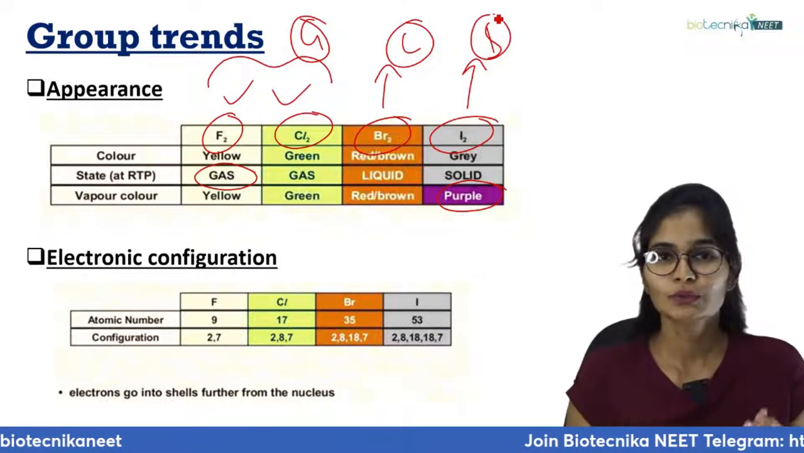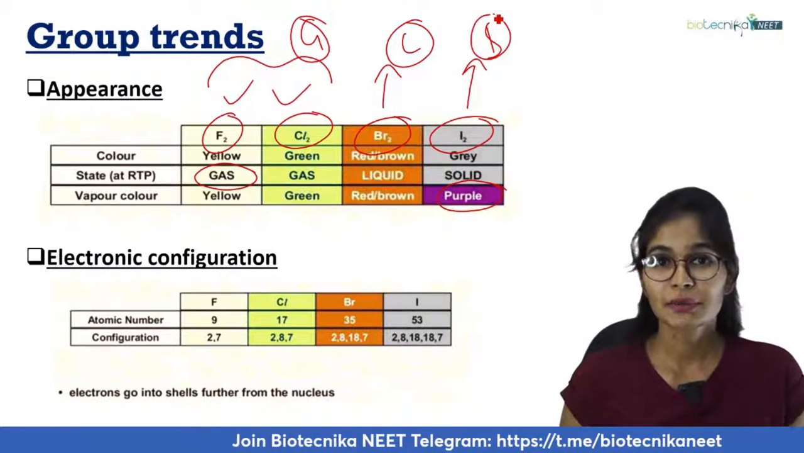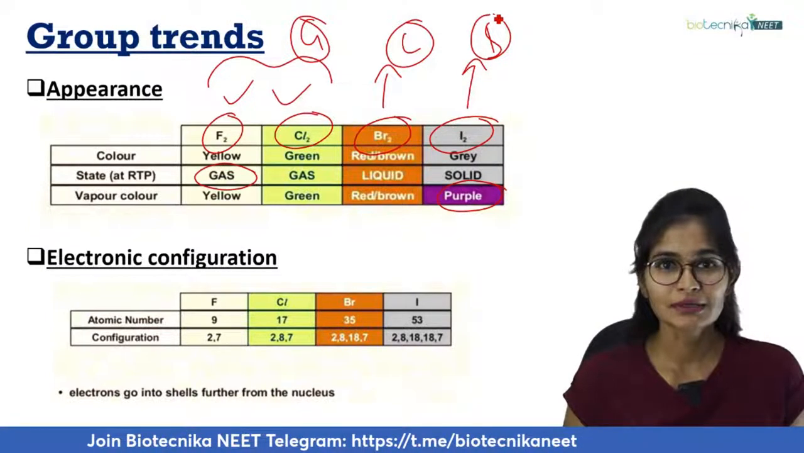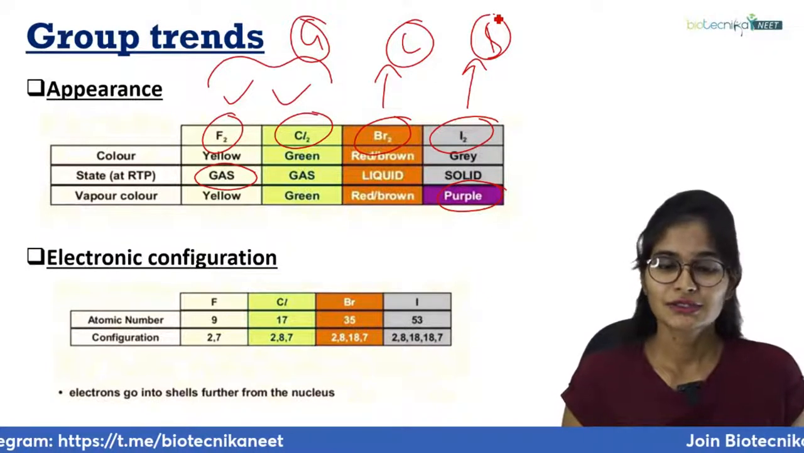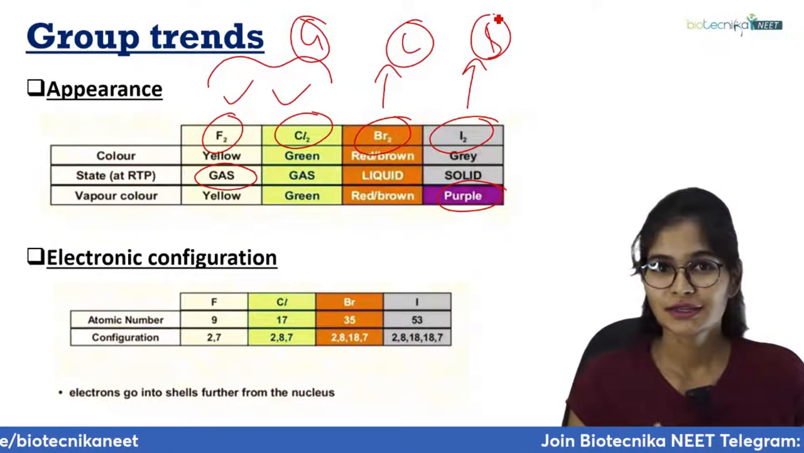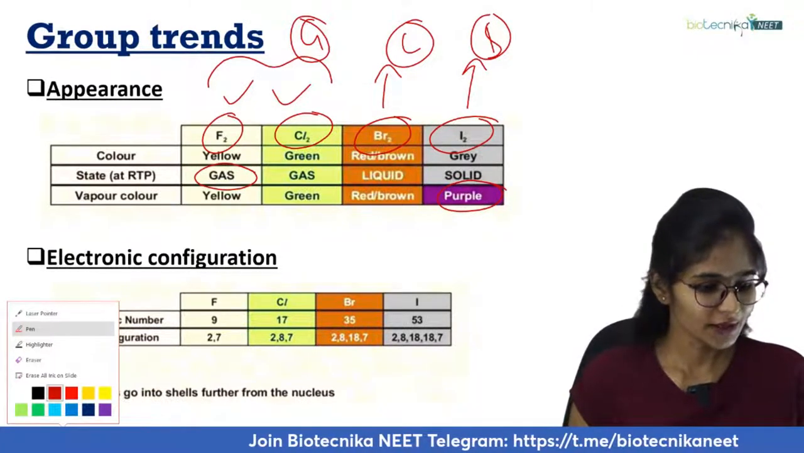You have to know one more thing, because you can get one question: how exactly do halogens exhibit colors? Why not any other elements? Why are only the group 17 elements mainly causing the color? That we will learn when we study the physical and chemical properties. Right now you have to know their nature.